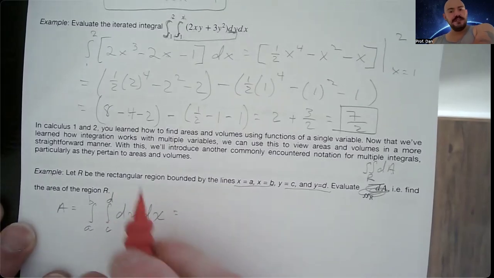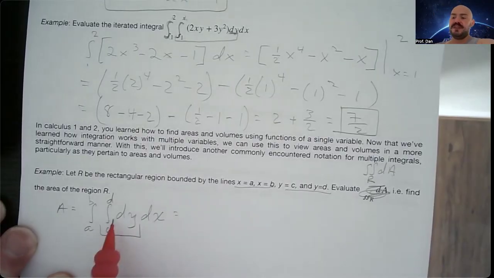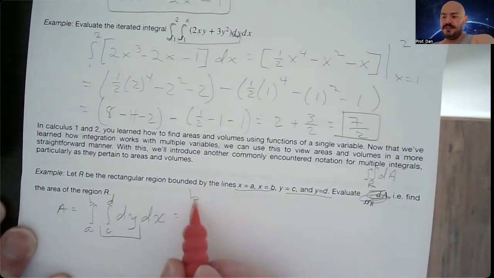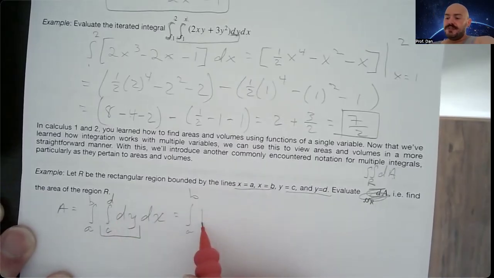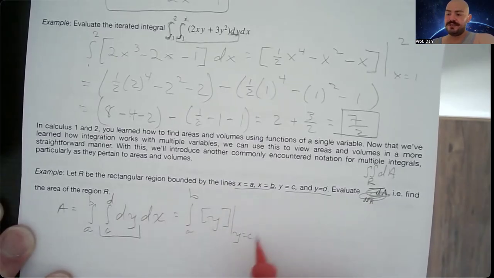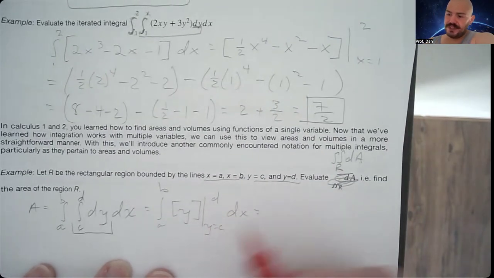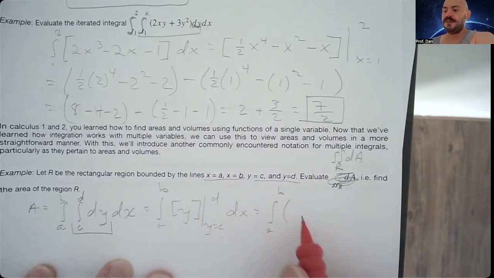Okay, now if I evaluate this in the way that I showed you in the last example, remember you start from the inside. So I want to take the integral of 1 dy, right? Not doing anything with the outer integral yet. Integral of 1 dy is just y. And we're going to evaluate that from y equals c to y equals d. Okay, and the outer integral is still intact. So when I plug these numbers in, remember you'll need parentheses because there's going to be more than one term.